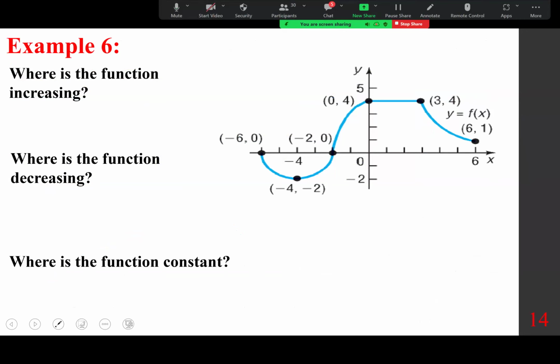Let's look at this example. Could somebody read this for us, please? Where is the function increasing? Where is the function decreasing? And where is the function constant? Excellent.